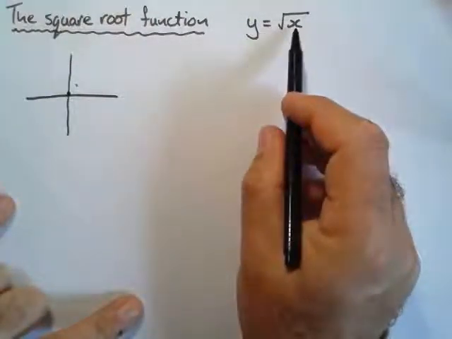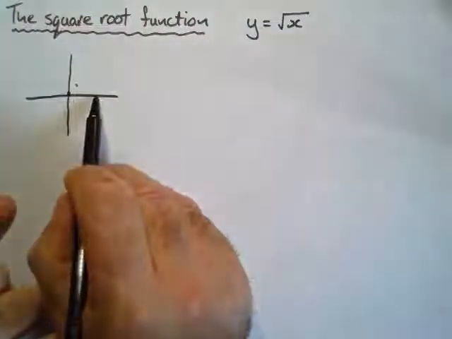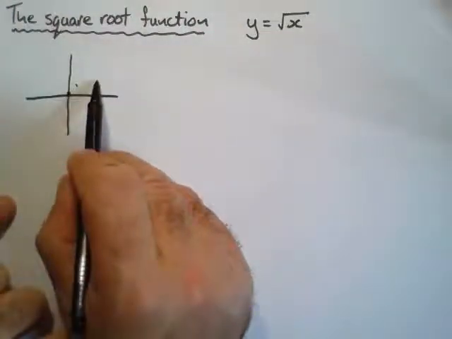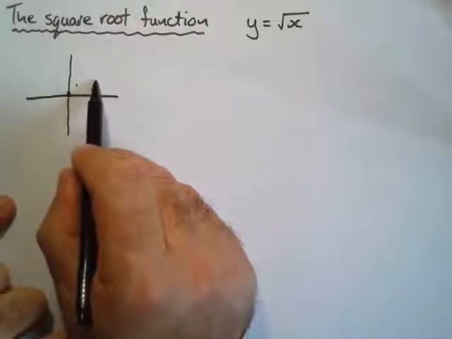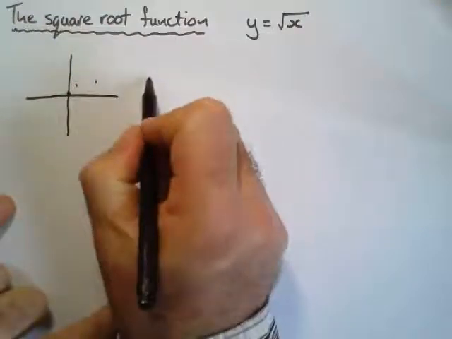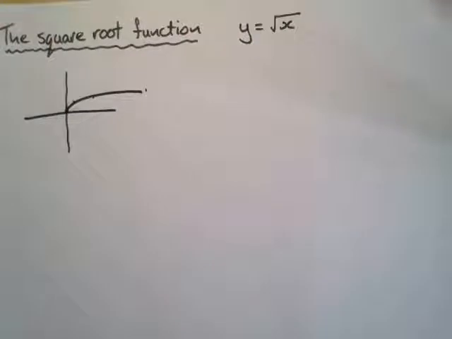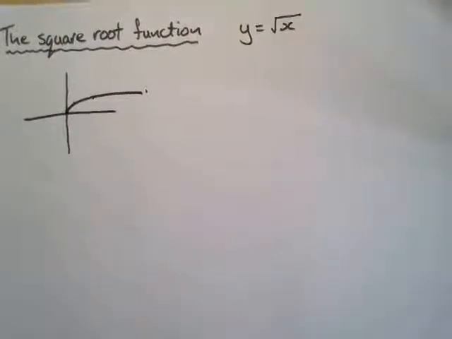I'm going to skip 2 because then I have to use my calculator. I'm going to go to 4. So if x is 4, y equals square root of 4, which is 2. When x is 9, square root of 9 is 3. So my graph looks like that. So that is y equals square root x.